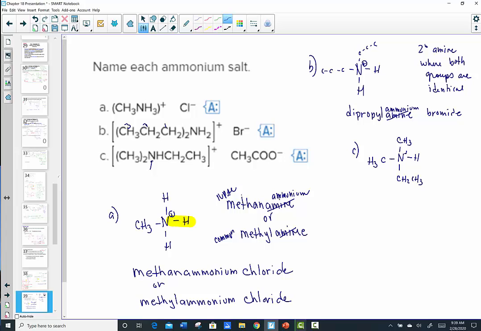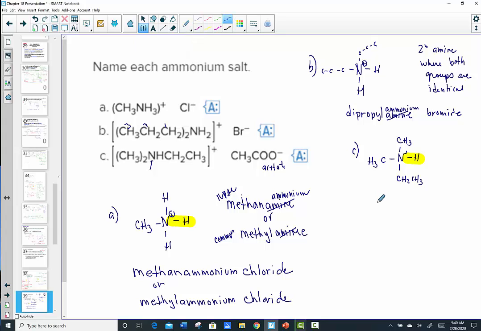And its last name, CH3COO negative, that's the acetate polyatomic ion coming from acetic acid, which is a carboxylic acid, acetate. We have to remember that. So let's find the parent name of our amine, right? So this first step, ignore the 4th bond, ignore it for now, and just name that amine.